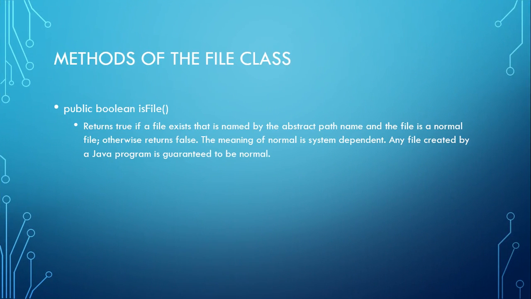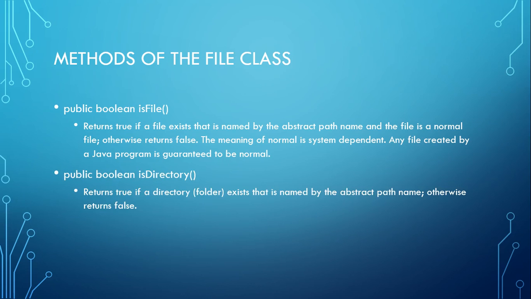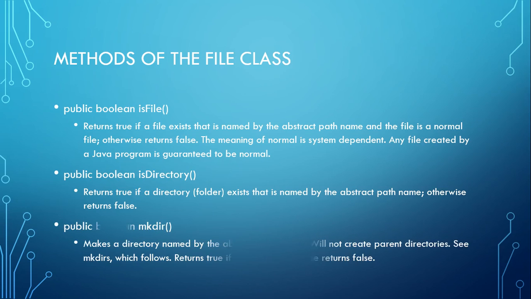We also have isFile, so it returns true if a file exists that is named by the abstract path name and the file is a normal file. Alright. So the meaning of normal, though, if you notice in here, is system dependent. Any file created by a Java program, for our purposes, is guaranteed to be normal. And lastly, we have isDirectory. So this is going to return true if a directory or a folder exists that is named with the abstract path name. Otherwise, it returns false. So this is how you can check for those folders, not just a file.